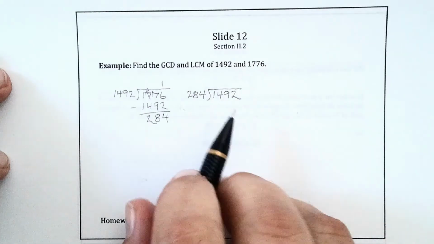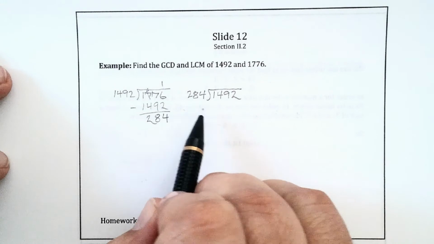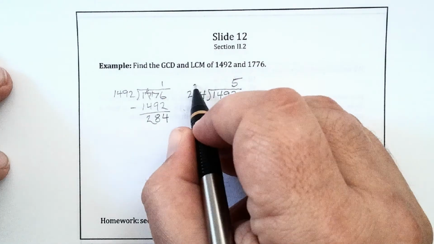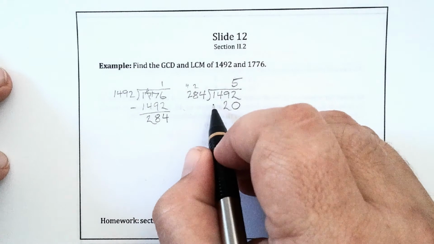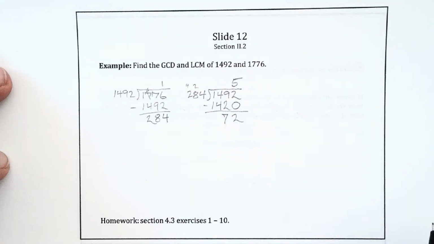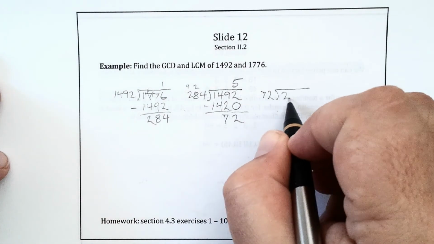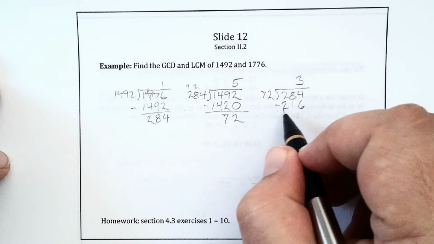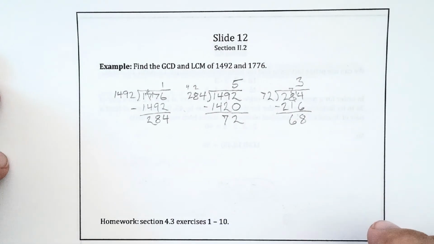See, I'm doing the Euclidean algorithm because using that I can get to the GCD quickly and then use that to find the LCM. So I divide 284 into 1492. Goes in there 5 times, I think. Okay, so we get 1420, subtract, there's 72 left over. Now we'll divide 72 into 284. That goes in there 3 times. Okay, I get 68 left over.